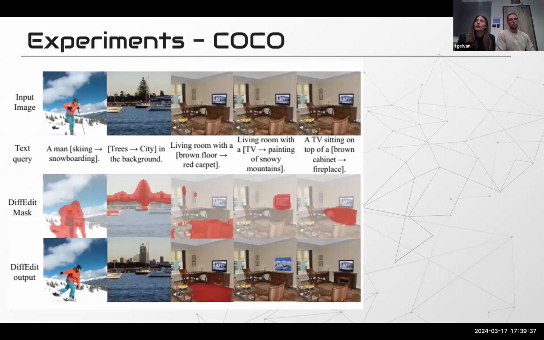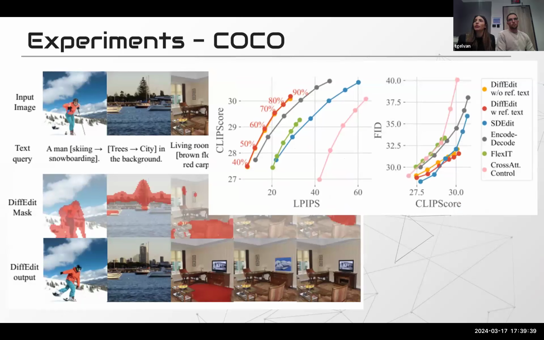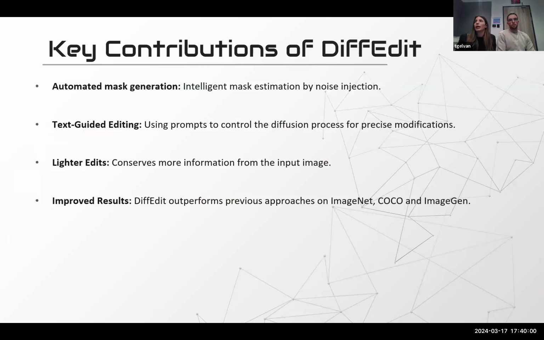Here we have some results on the COCO dataset, which are natural images without labels. And here we also can see in the graphs how DiffEdit outperforms all other models. It also works without the reference text, so it's another improvement. Okay, so to summarize, the key contributions of DiffEdit is first the automated mask generation.